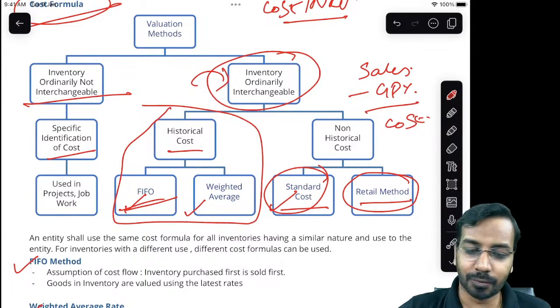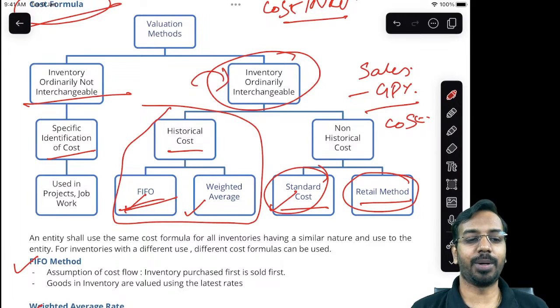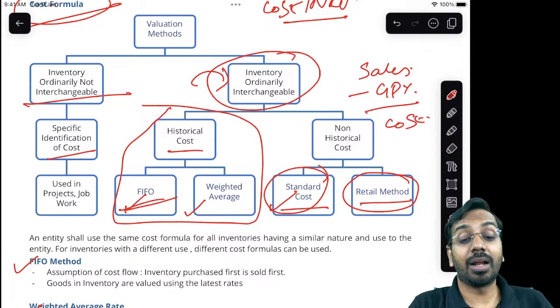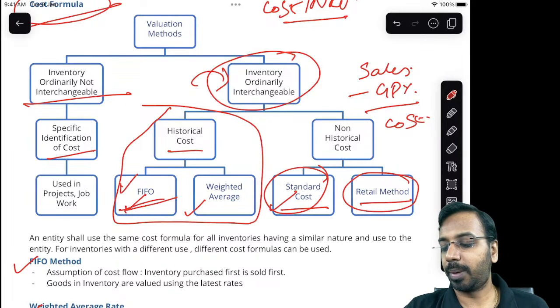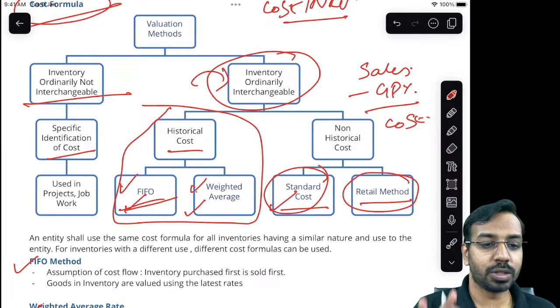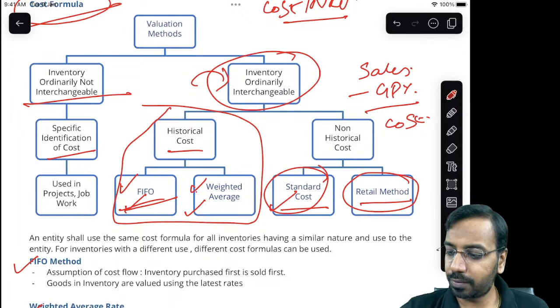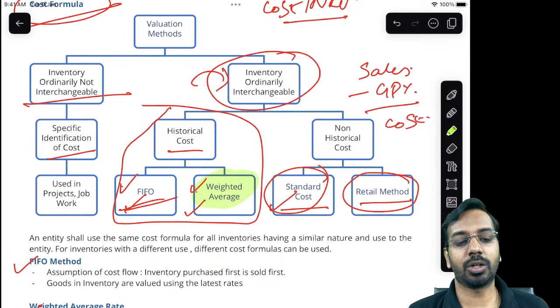But all of this in a computerized environment becomes very easy. So even in a large departmental store, you can actually apply FIFO or weighted average as per the choice of the company. Most of the times what we see, companies apply weighted average to determine the cost of inventory.